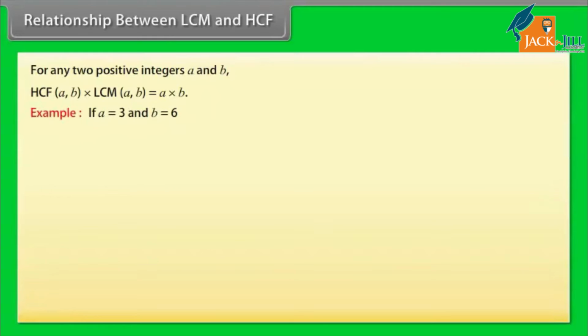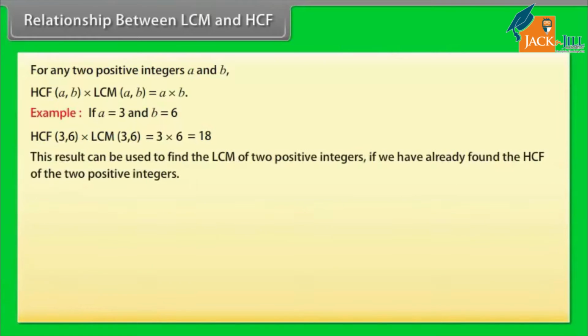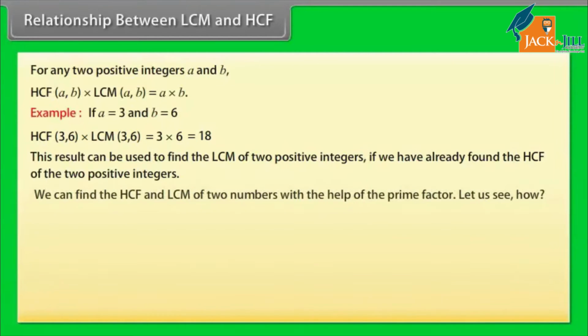Example: if a is equal to 3 and b is equal to 6, HCF(3, 6) into LCM(3, 6) is equal to 3 into 6, which equals 18. This result can be used to find the LCM of two positive integers if we have already found the HCF of the two positive integers. We can find the HCF and LCM of two numbers with the help of prime factors.